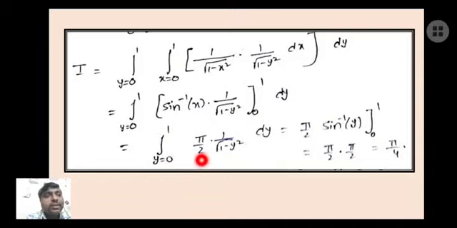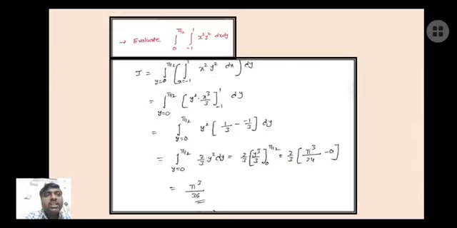In this one, pi by 2 is constant. I am writing pi by 2 now, and once again I am writing the integration of 1 by root over 1 minus y square. The integration of 1 by root over 1 minus y square is sine inverse y. Once again I apply the limits 0 to 1. By replacing upper limit 1, it is pi by 2, and by replacing lower limit, it is 0. So that's why I am writing pi by 2 into pi by 2, that is equal to pi by 4. This is the way we can calculate the sum. I go through one more example.